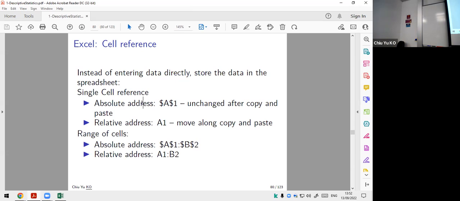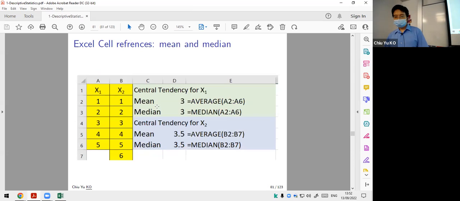How to do copy and paste professionally will be a very important skill. For example, looking at this example using cell reference, we have two data sets, 1, 2, 3, 4, 5, 6. That's what the example is. And we can say average from A2 colon A6, which is A2 up to A6, and we calculate the mean, same as median.